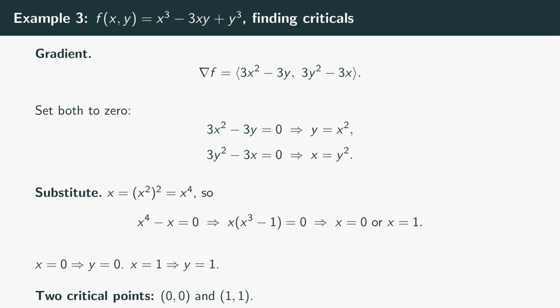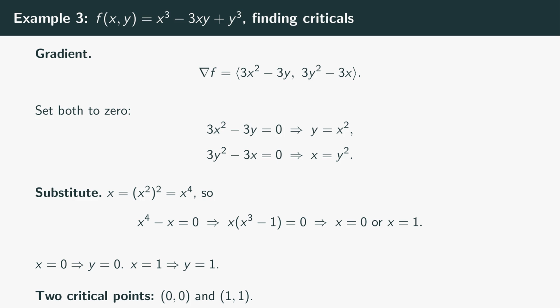The first equation says y equals x squared. The second says x equals y squared. Substitute the first into the second. x equals the quantity x squared squared, which is x to the fourth, which rearranges to x to the fourth minus x equals 0, or x times the quantity x cubed minus 1 equals 0. The factors give x equals 0 or x equals 1. From y equals x squared, the corresponding y values are 0 and 1. So there are two critical points, the origin, 0, 0, and the diagonal point, 1, 1.